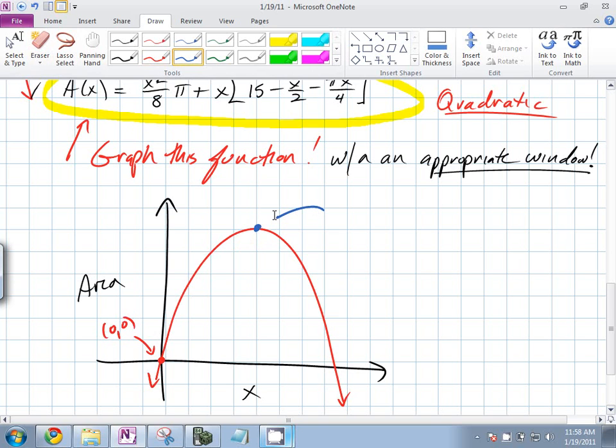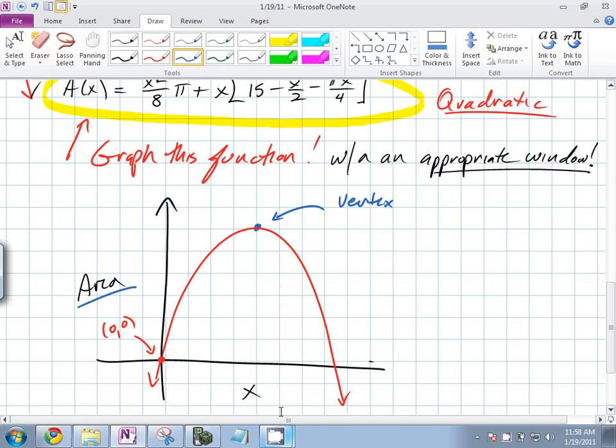Why, in terms of this problem, would the vertex be an interesting point to know? Nope, it's not the greatest width. This is the area, and this is the x value. So what can that tell you if you found the vertex? The maximum of the area, exactly. So this is x, f of x. That's the area. So the vertex represents the location of the max area.